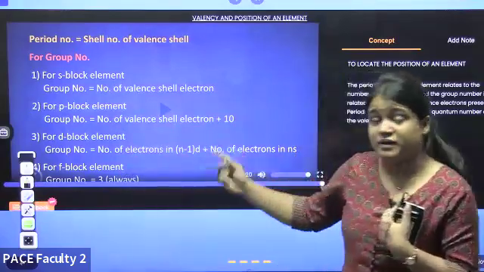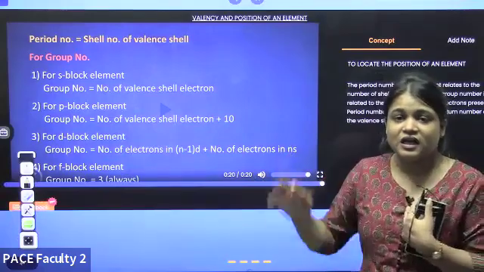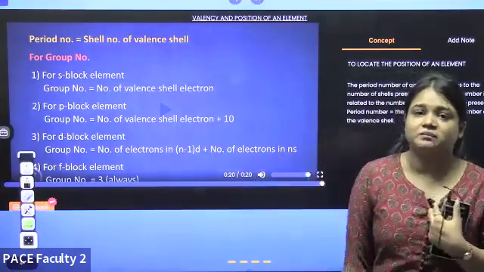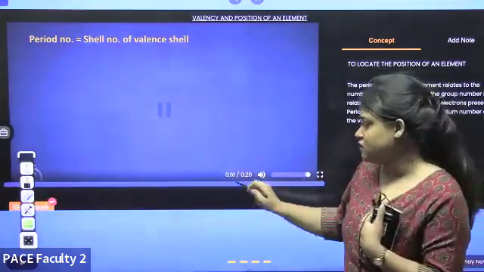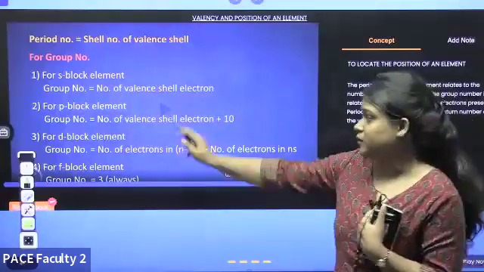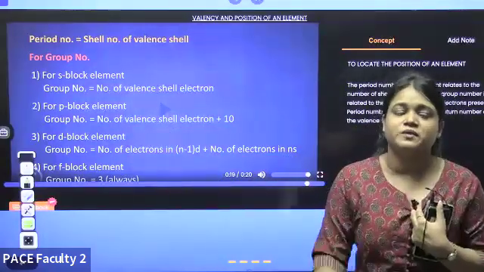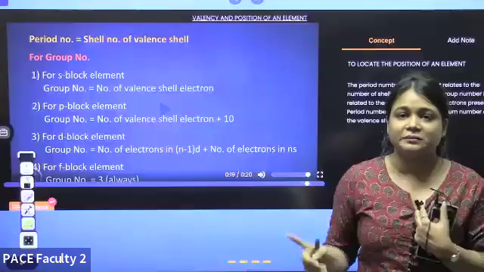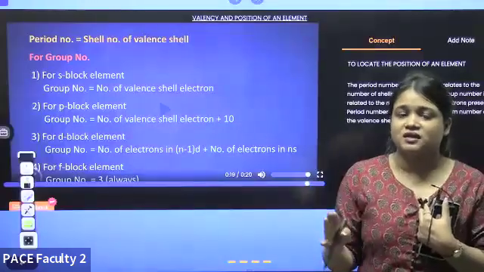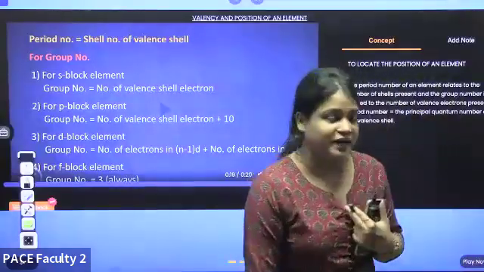For d-block, (n-1)d means one is the ns valence shell and one is the shell before the valence, that is the penultimate shell. Add the total number of electrons of both, and you will get the group number. For F block elements, all the F block elements fall in the third group. We saw that after lanthanum and actinium, they all lie in the third group only. All right, ready now? Let's play.